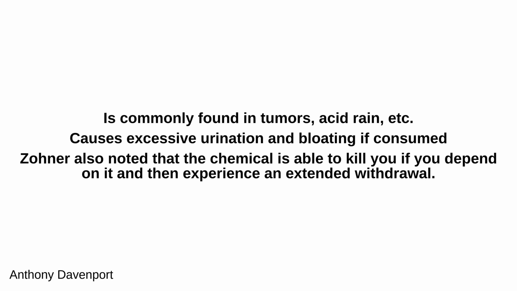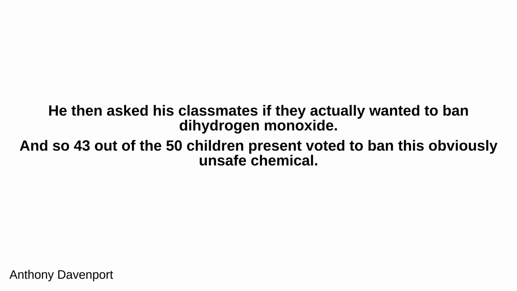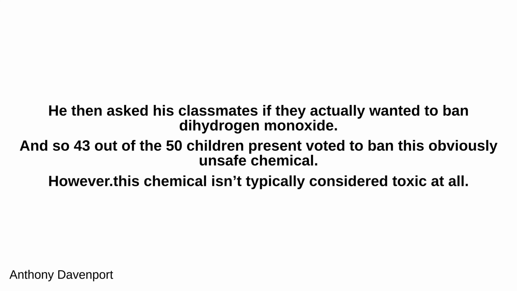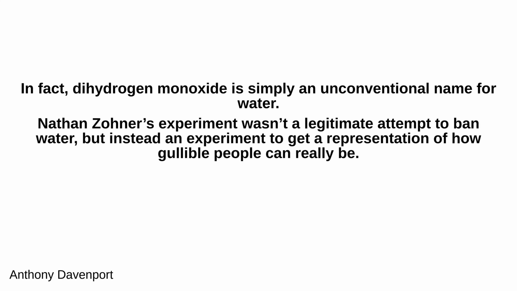Zoner also noted that the chemical is able to kill you if you depend on it and then experience an extended withdrawal. He then asked his classmates if they actually wanted to ban dihydrogen monoxide. And so 43 out of the 50 children present voted to ban this obviously unsafe chemical. However, this chemical isn't typically considered toxic at all. In fact, dihydrogen monoxide is simply an unconventional name for water. Nathan Zoner's experiment wasn't a legitimate attempt to ban water, but instead an experiment to get a representation of how gullible people can really be.